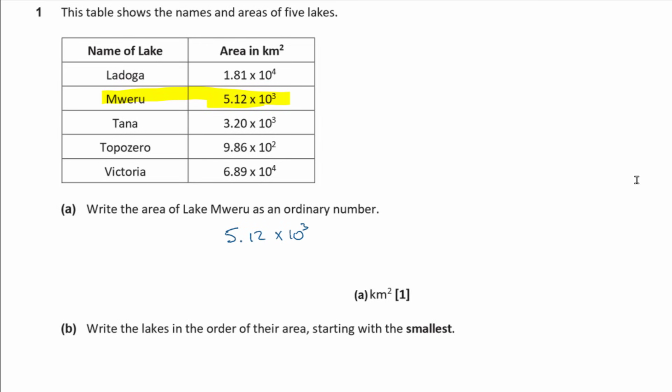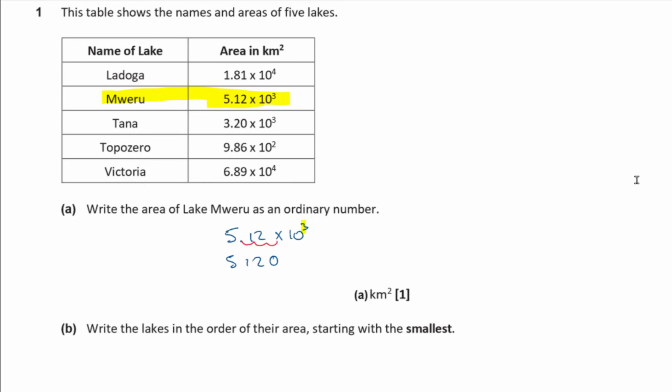Okay, so converting that into a normal number, you've got standard form power 3 here, which means I can either multiply it through by a 1 followed by 3 zeros, or I can just shift the decimal point 3 jumps to the right, can't I? So 1, 2, 3. So it's going to be 5, 1, 2 and an extra 0 on the end. Okay, so that's 5,120.